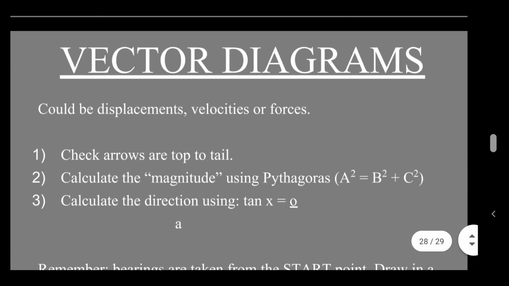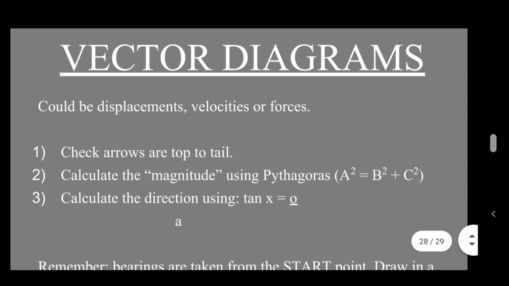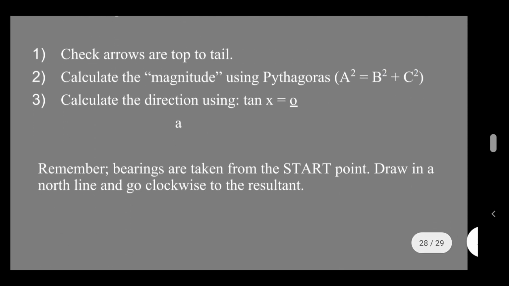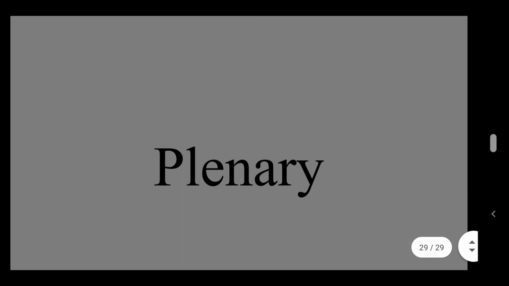So, what do we need to remember? First of all, for displacements, velocities and forces, because they're all vectors, you need to first of all draw a diagram and make sure that all your arrows are top to tail, i.e. it goes from start to finish with all the arrows in the same direction. Number 2, calculate the magnitude using Pythagoras, and then we calculate the direction using tan x equals opposite over adjacent. And then we must remember to put the triangle into the right diagram to find out how we find out our bearing.